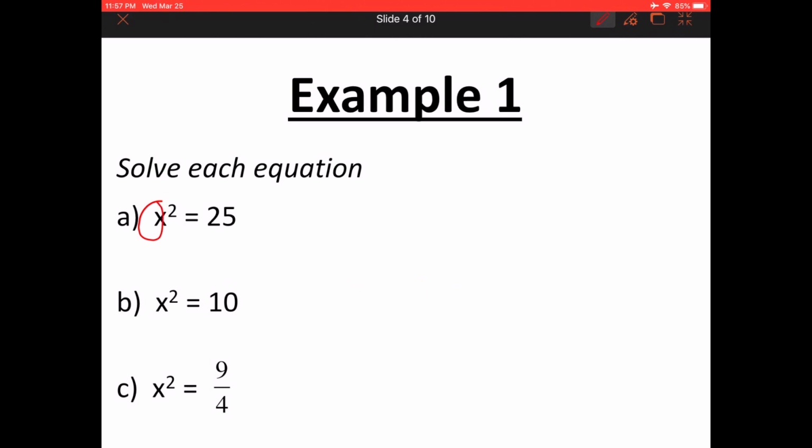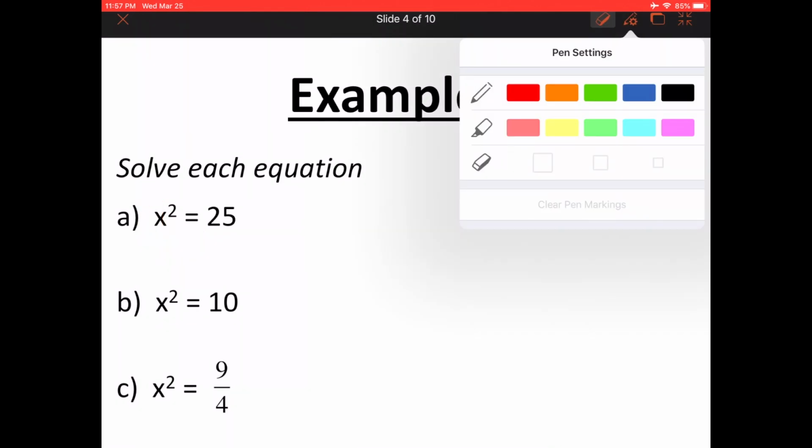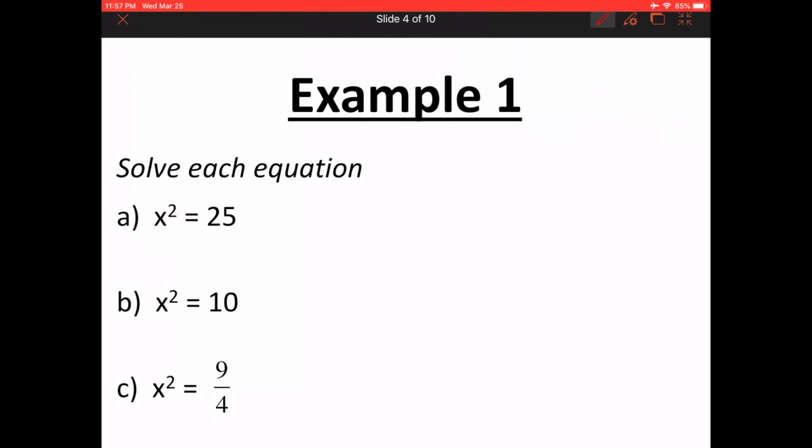So in order to get the x alone, remember that's our goal when we're solving equations, we want to get that x alone. So in order to get the x alone, I'm going to do the opposite operation, which is square root, and if you do it to one side, you have to do it to both. So I square root both sides.